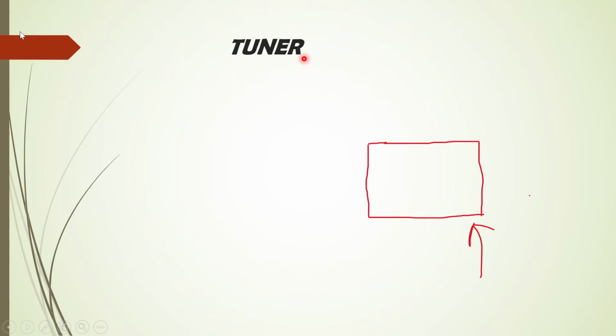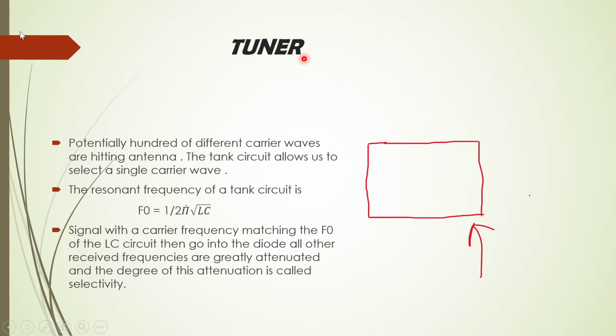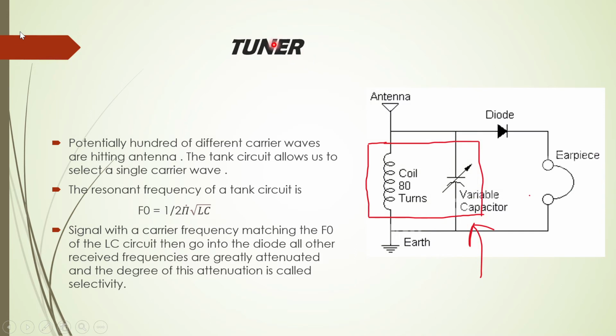Then comes the tuner. The electromagnetic waves incident on the antenna act as an AC supply, as we studied in the previous slide. So we are now inputting a bunch of different frequencies of AC signals to this tank circuit. The tank circuit is nothing but the tuner itself.